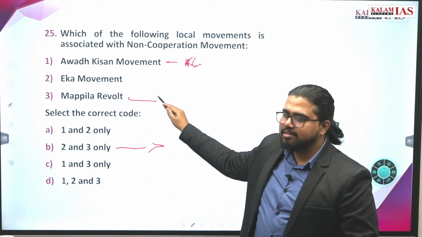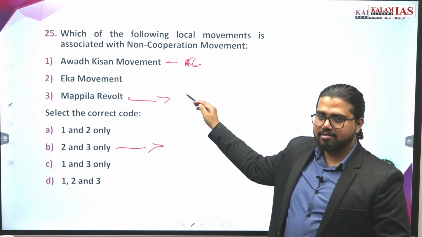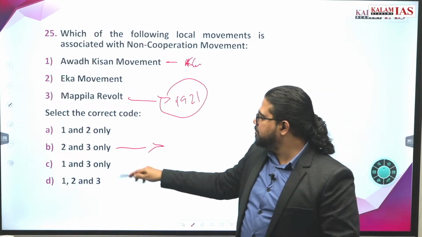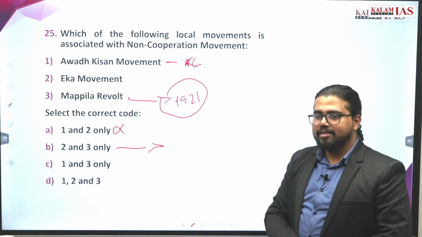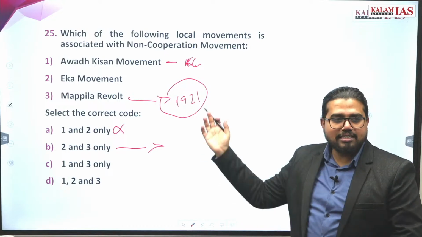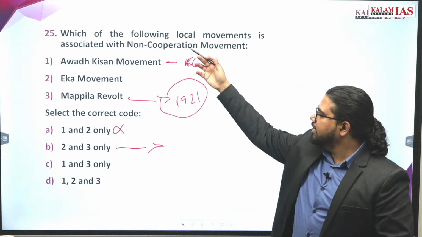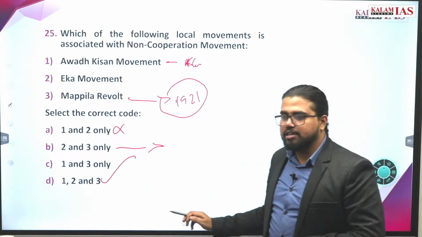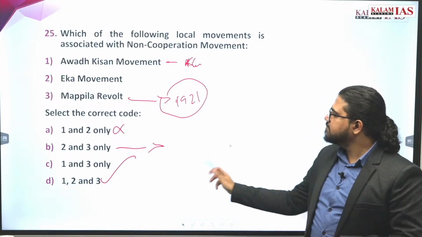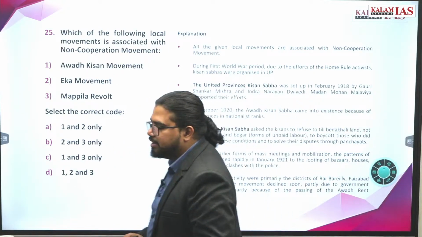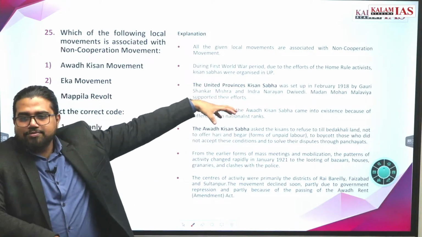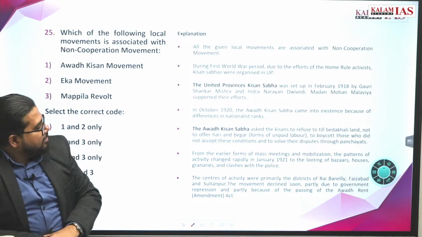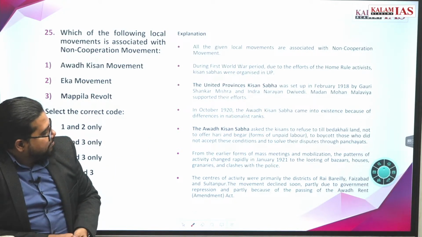When did this Mapla revolt happen? 1921, something like that. At least 3 should be in the answer. A cannot be. The rest, this is a very factual question, a direct modern history question. Technically, all these are somehow related to the non-cooperation movement. The answer is D, 1, 2 and 3. The Awadh Kisan movement also started at some level as a part of this non-cooperation movement. Somewhere it is all contemporary to this movement. Okay, you can go through this answer.